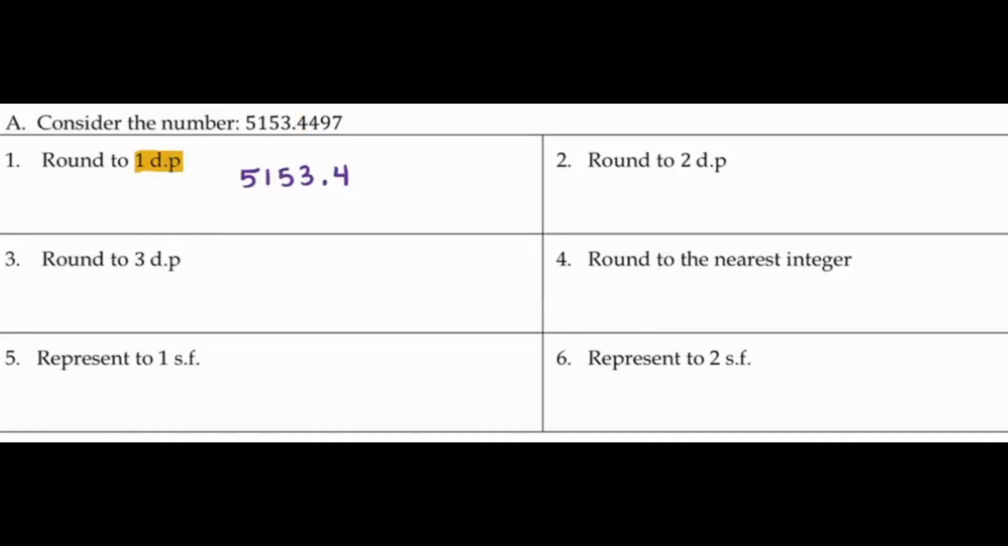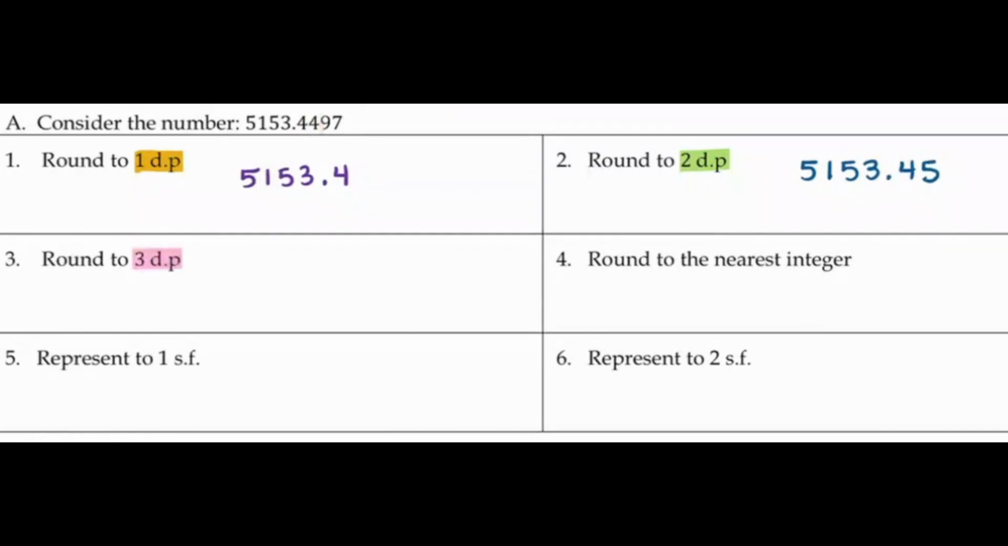For number 2, we want 2 dp. So I am highlighting the second decimal place. What I am going to do is look to the right of that highlighted decimal place. And in this case, the number is greater than or equal to 5, which means that that 4 is going to become a 5. So we have the number 5,153.45.